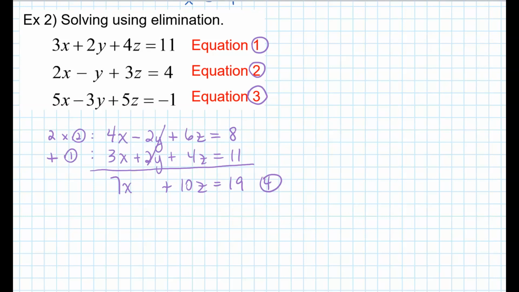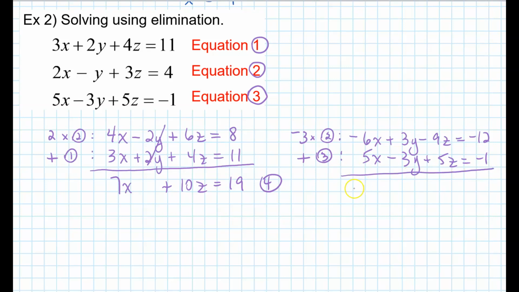What do I have to multiply equation 2 by in order to eliminate? I would have to use -3. So I'm going to do -3 times equation 2. That gives us -6x plus 3y minus 9z is equal to -12. And to that, I'm going to add equation 3, because we have to use equation 3 now. So just repeating equation 3, 5x minus 3y plus 5z is equal to -1.